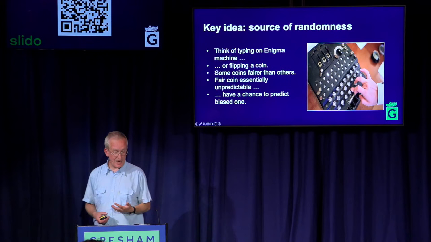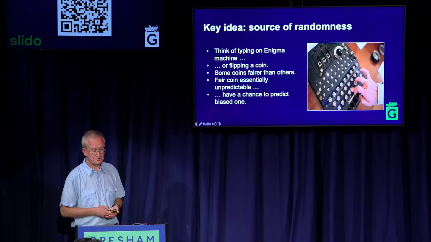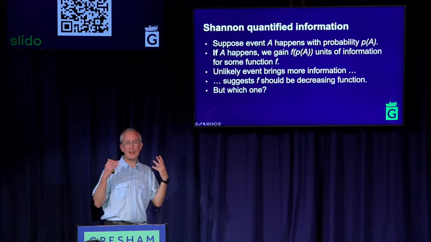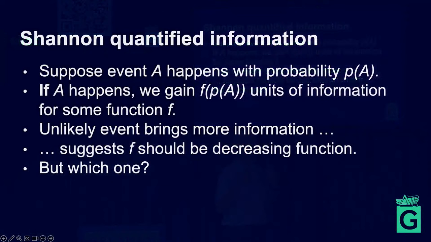Now, what Shannon did was that he came up with a formula for this. He said, okay, let's think about an event. It doesn't matter what the event is. Let's think about an event A, and suppose that this happens with probability P of A. There is some probability that this event happens. So for example, tossing a fair coin, the chance that I get a head is a half. Now, the question he asked is, if A happens, how much information do we gain from that?